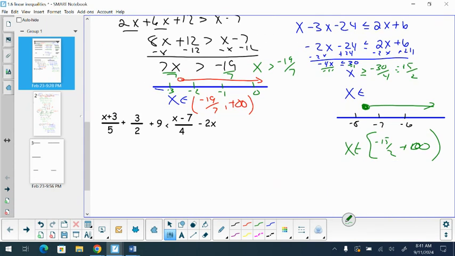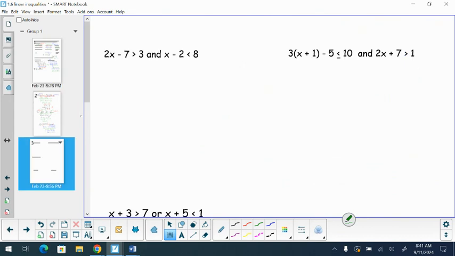Okay, what I'm going to do is skip to the back side here and get through one of these in the back, because I want to combine these together. We have 2x minus 7 is greater than the value 3, and also x minus 2 is less than the value 8. Solve both the inequalities. Make sure you keep the word and in there.